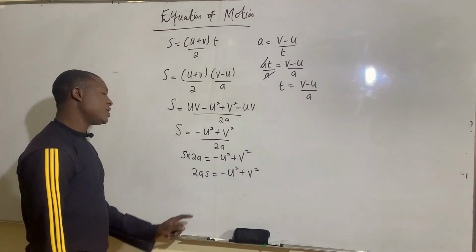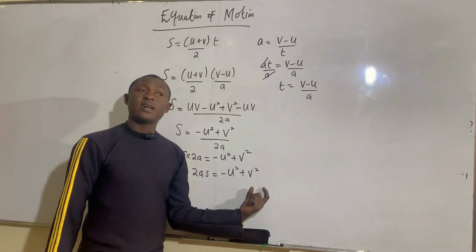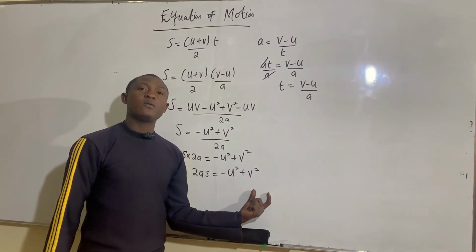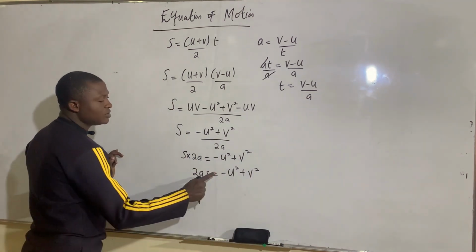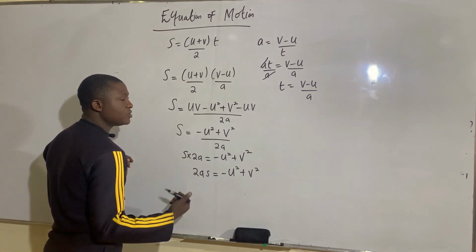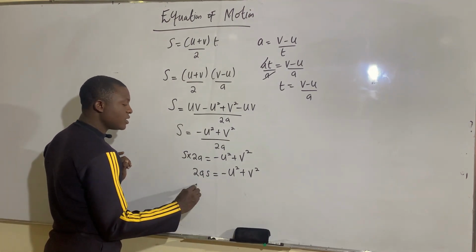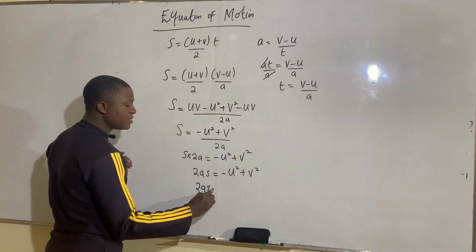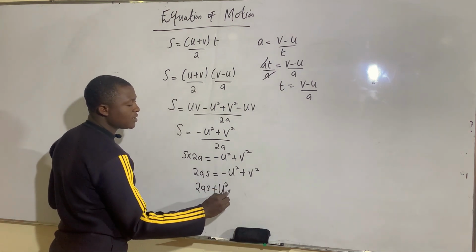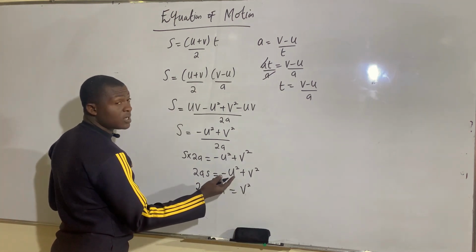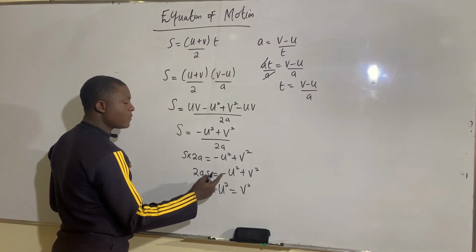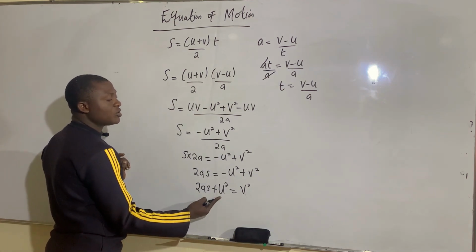What's going to be the next step here? We want to make v, which is final velocity, the subject of the formula. If I collect the like terms, this one is negative, so when the negative comes here, it becomes positive. So here we have 2ax plus u squared is equal to v squared. We just collect the like terms here because this is minus. So when the minus comes here, it becomes plus.